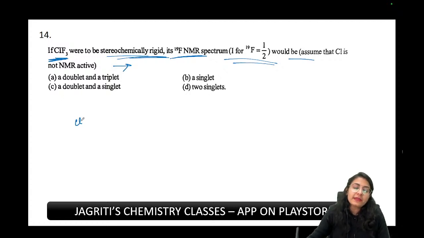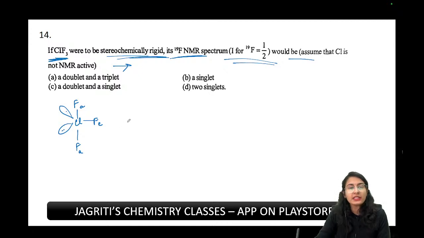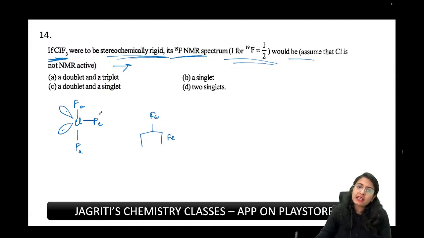So ClF3 based on VSEPR, what is the structure? आपको पता है ClF3 is going to be T-shaped. All right. Now this is stereochemically rigid at low temperature. 19F NMR is going to be, there are two axial and one equatorial fluorine. So the axial fluorine is going to be split into only a doublet by the equatorial fluorine क्योंकि वो एक ही है.